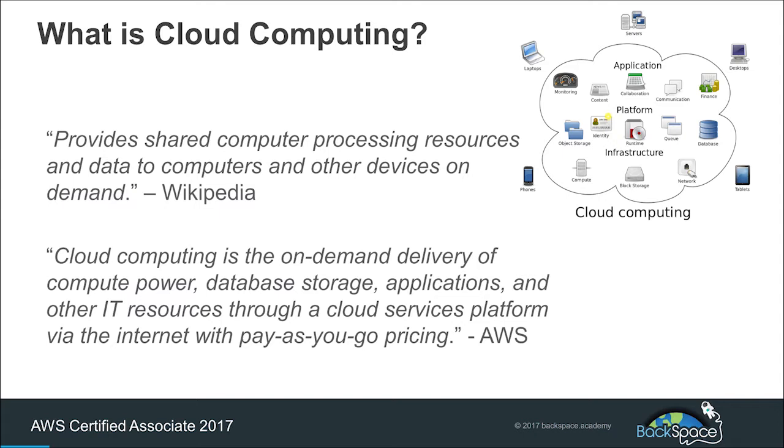AWS also has its own definition of cloud computing, which is similar but slightly different. Cloud computing is the on-demand delivery of compute power, database storage, applications, and other IT resources through a cloud services platform via the internet with pay-as-you-go pricing. So it's pretty well the same definition, but it mentions that it goes through a cloud services platform with pay-as-you-go pricing. And that is very good if you're talking about AWS or Azure or any one of these commercial cloud offerings, but it doesn't really explain a private cloud.